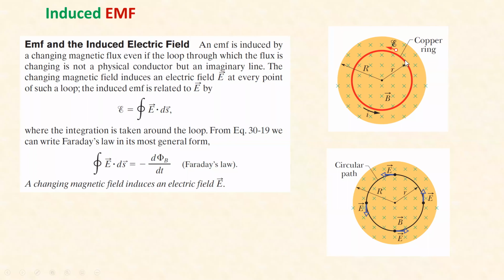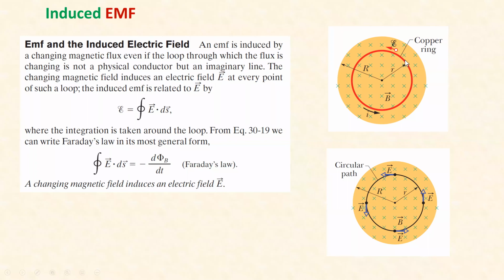But it doesn't have to be like that. It creates an electric field in that direction, right? And it doesn't have to be a conductor here. This is a copper ring in here, but this is just a line, an imaginary line. So Faraday's law says that if there is a flux changing, there is an electric field that's circulating around.